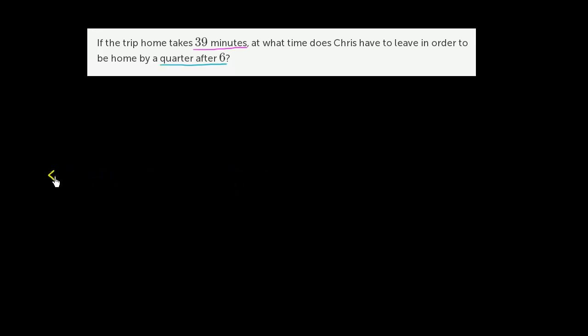I can draw a straighter line than that, so let me draw it a little bit straighter. It's still not perfect, but it'll do the job. So let's say that this is 5 o'clock. This is 6 o'clock. And they don't specify whether it's AM or PM. And this is 7 o'clock. They tell us he has to be home by a quarter after 6.